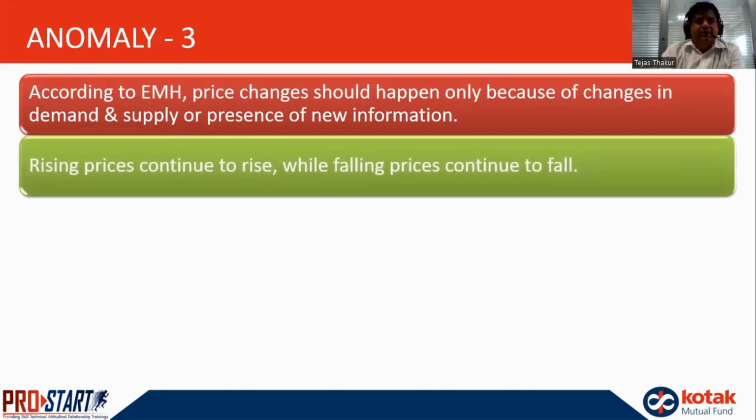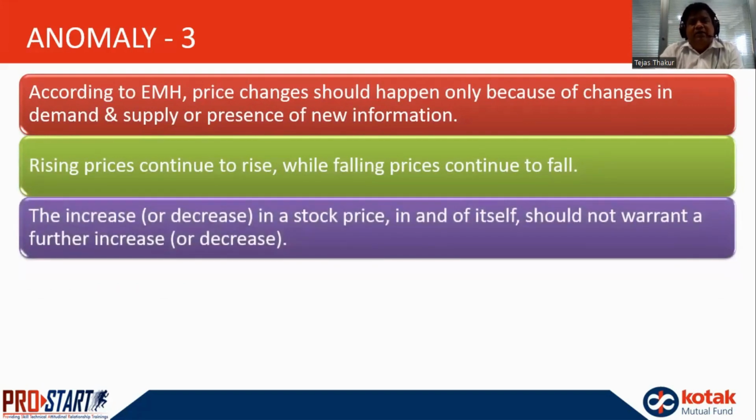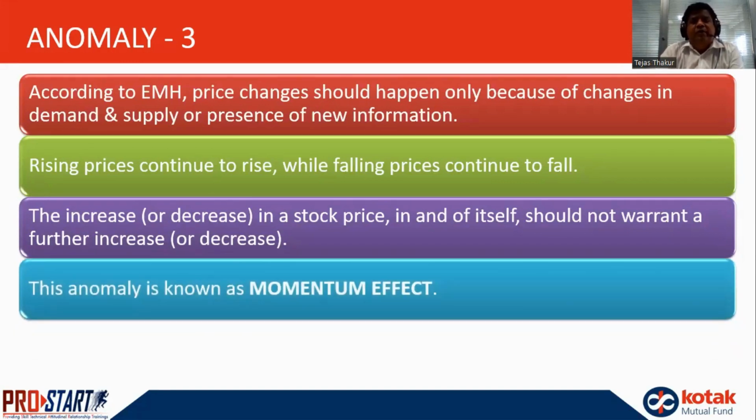But we have seen that rising prices continue to rise while falling prices continue to fall. Does this go in line with the EMH? Absolutely not. The increase or decrease of a stock price in itself should not warrant a further increase or decrease. This anomaly is known as the momentum effect. Because the price was high yesterday, it is high today, and because it is high today, it will continue to be high tomorrow, wherein the fundamentals were the same, no difference.